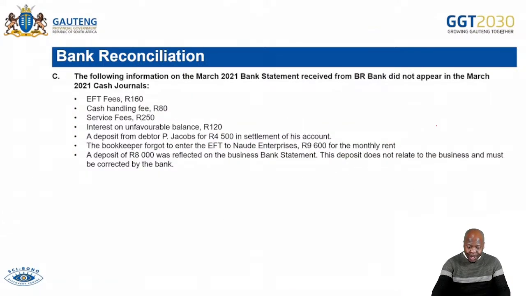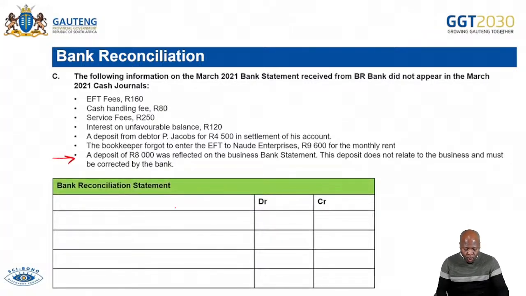What then do we do? Here is that transaction now. Such an entry will be corrected now on the bank reconciliation statement, because it is an error that was made by the bank, not by us, by the bank. So we correct it on the bank reconciliation statement.